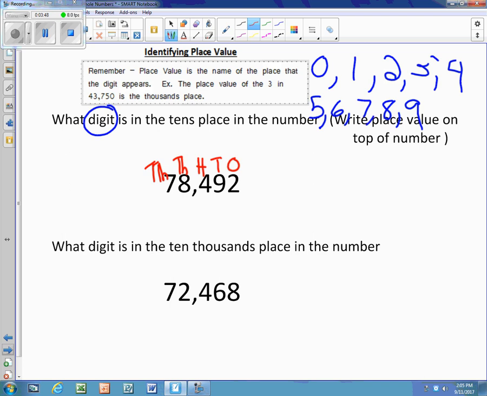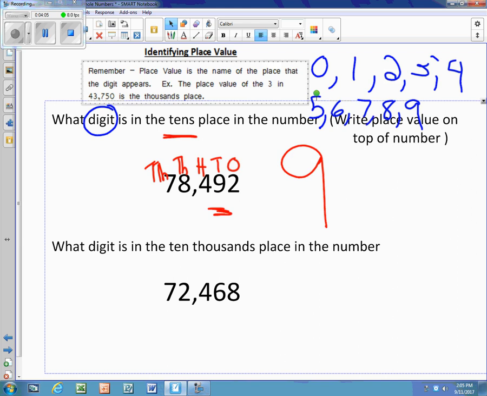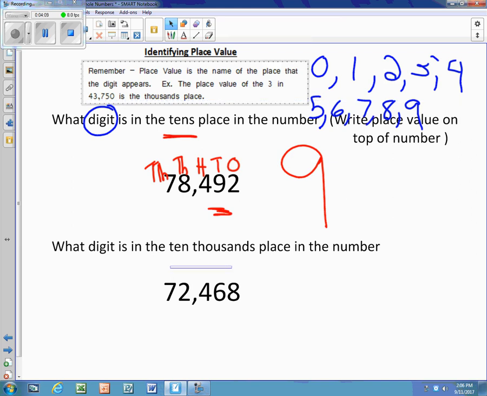And now it says what digit is in the tens place. So I go to the tens place and I can find that I have the digit 9. So once again, I can also do it. I don't have to write the letters above. I can just count. I can say ones, tens, hundreds, thousands, 10,000s, and 10,000s is what I wanted. So since 10,000s is what I wanted, then I know that I have my 7 in the 10,000s place.